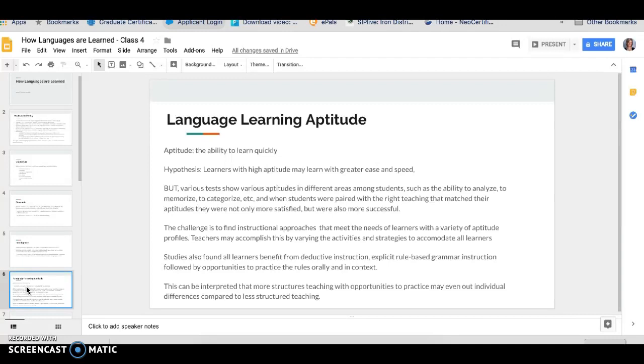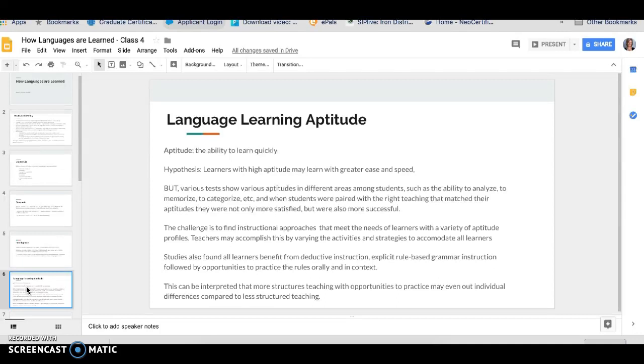But in the various tests, it showed various aptitudes in different areas among the students, such as the ability to analyze, memorize, or categorize. There's a lot of different aptitudes that one could have. When they were paired with the right teaching that matched their aptitude, they were not only more satisfied, but were more successful. So one might think about how many different aptitudes a kid would have, and just giving them the right circumstances, the right activities, the right situation could help them be successful. There wasn't one aptitude that was more successful than another.